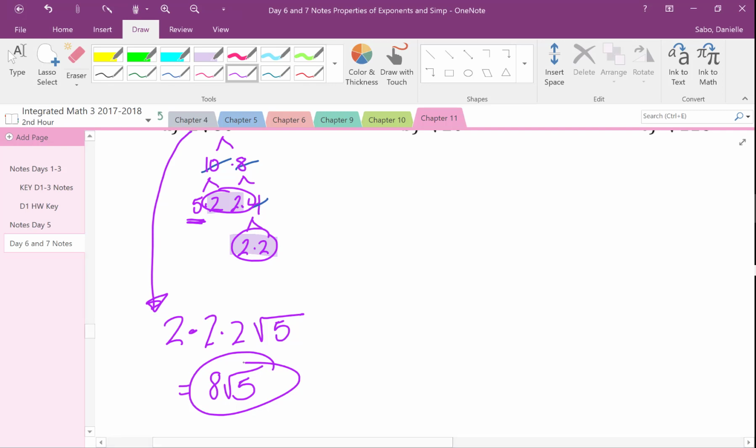Now, I'm going to show you the other way. Because again, it just depends on who you are and how your brain works. Everyone is different. Okay? I personally like this way, but that's because I know my perfect square roots. If you don't, then it might be a little bit tougher.